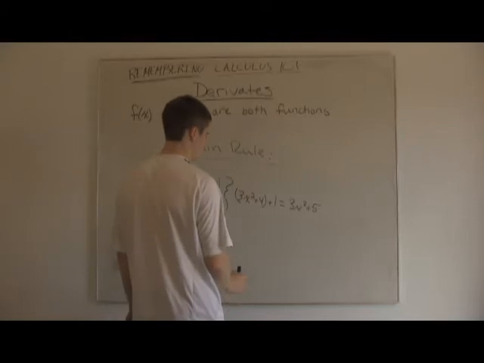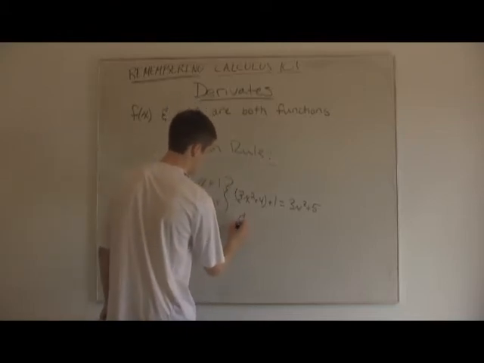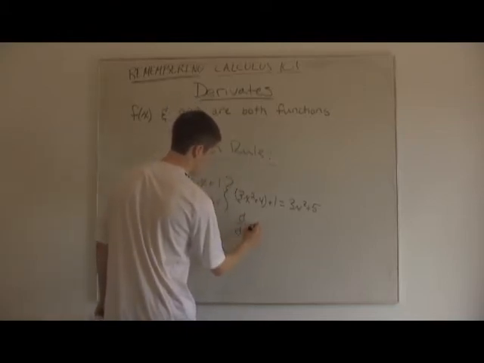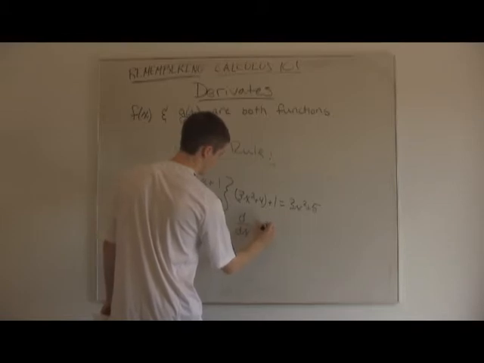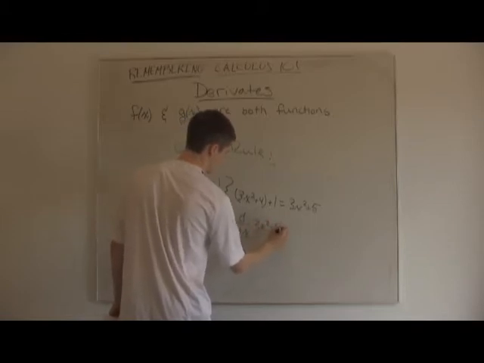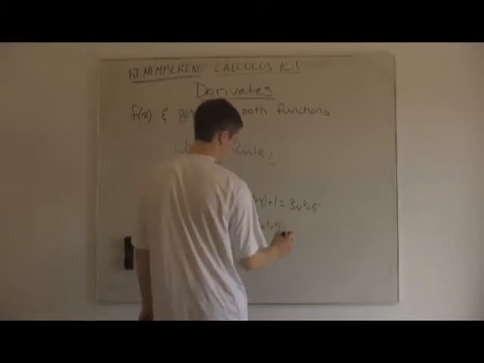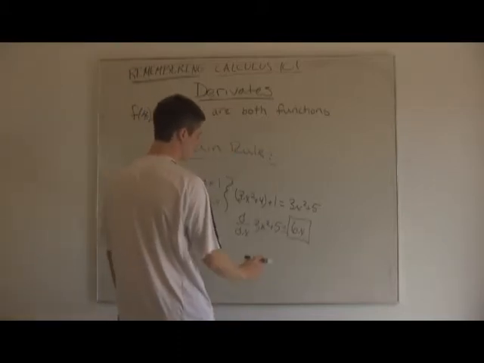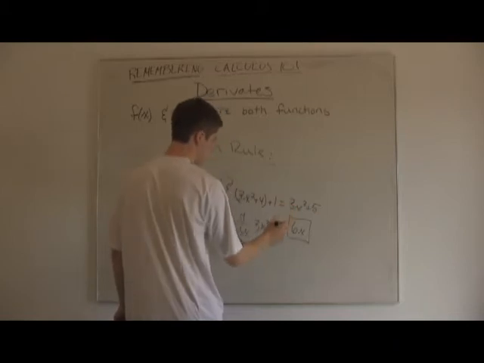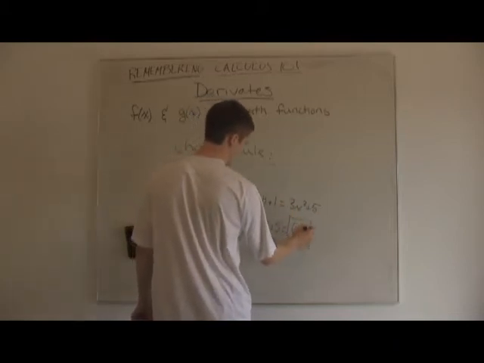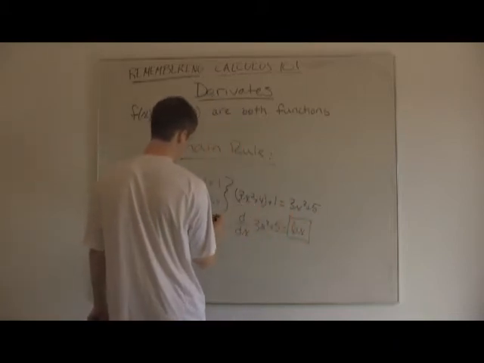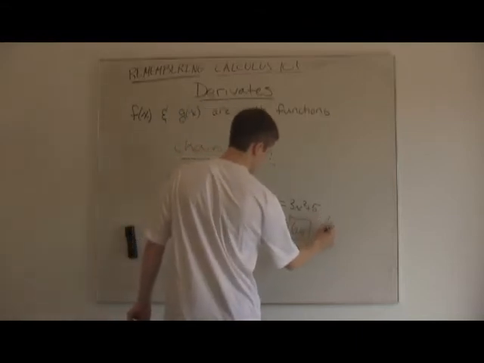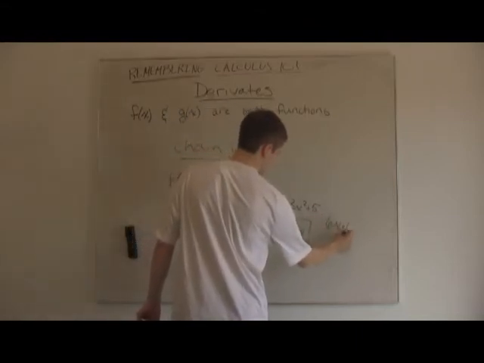Now we take the derivative of that to get the derivative of f of g of x. And that would be 6x. So now we need to multiply by the derivative of g of x. The derivative of g of x is 6x. So 6x times 6x is 36x squared, and that is the derivative of f of g of x.